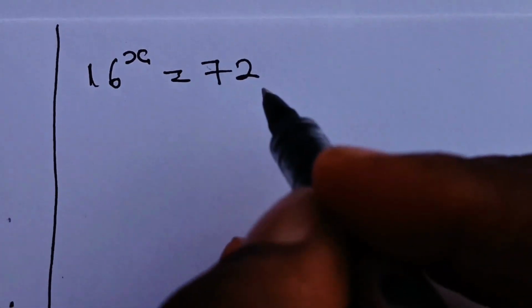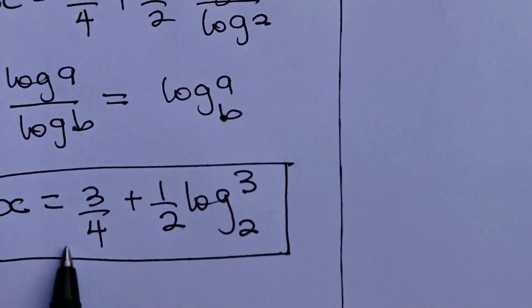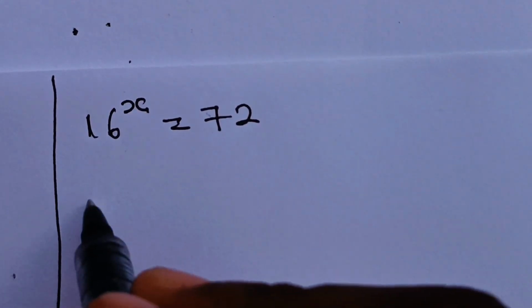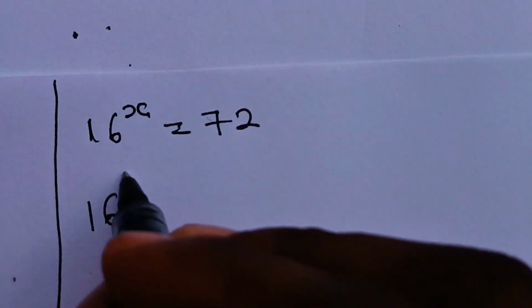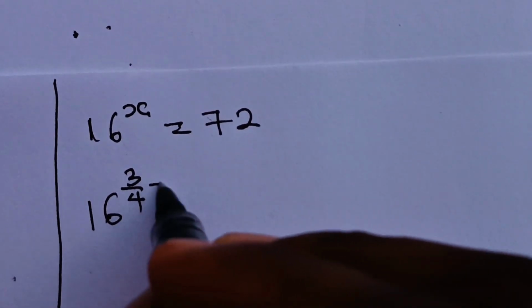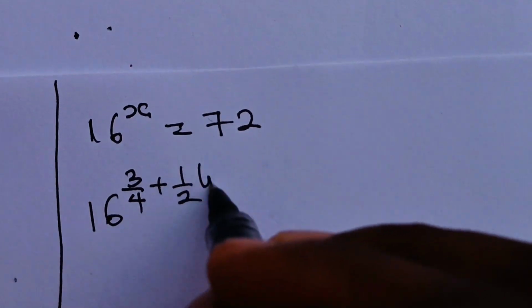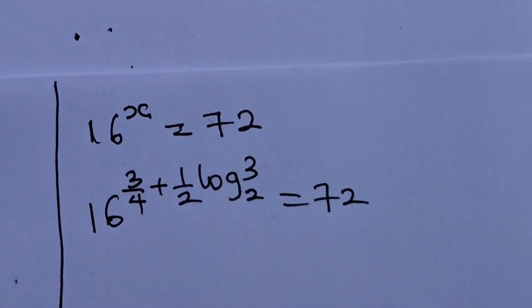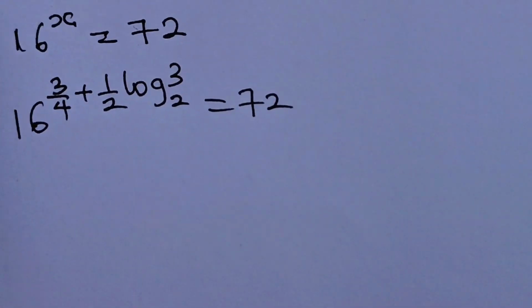The question says that 16 raised to the power of x is equal to 72, and we got x as 3 over 4 plus half log 3 base 2. So we are going to substitute that now. We have 16 to the power of 3 over 4 plus half log 3 base 2 is equal to 72. Now, to prove this is easy but tactical.